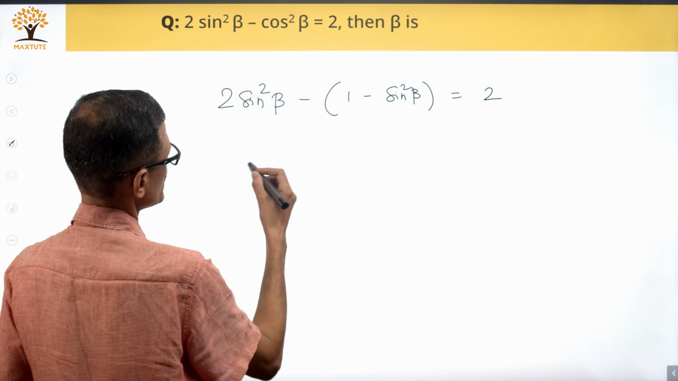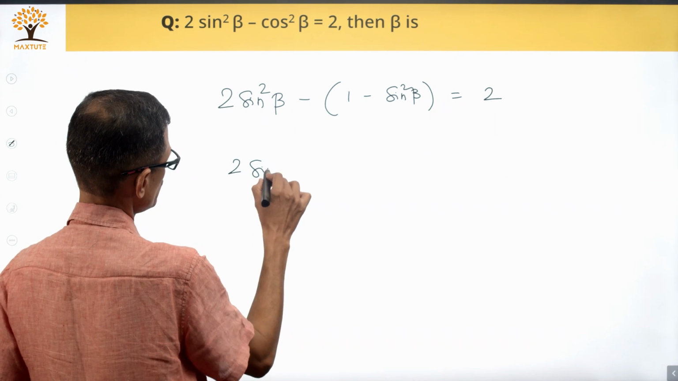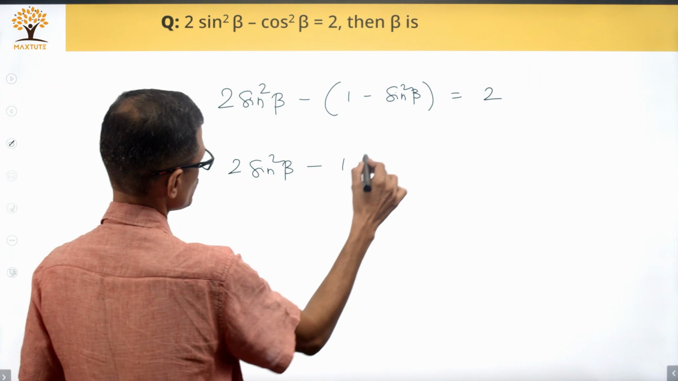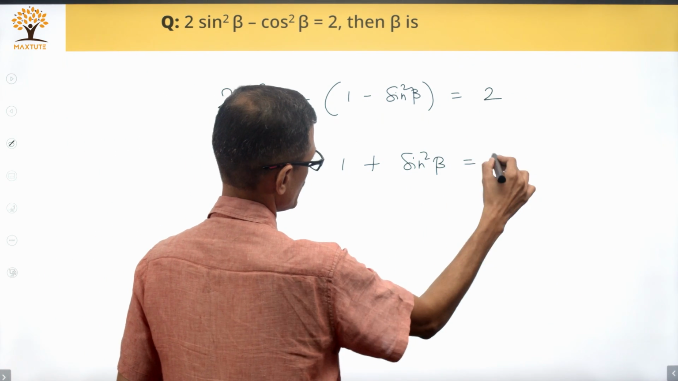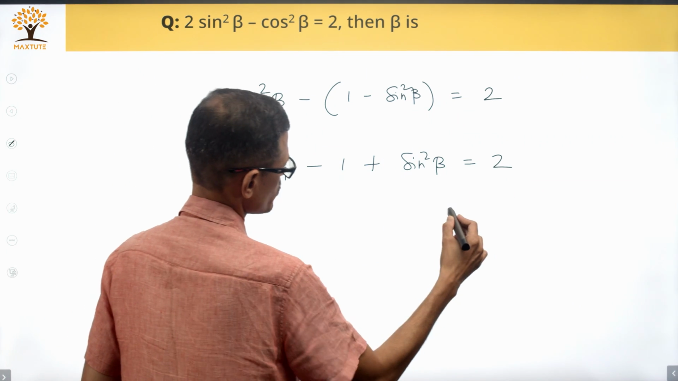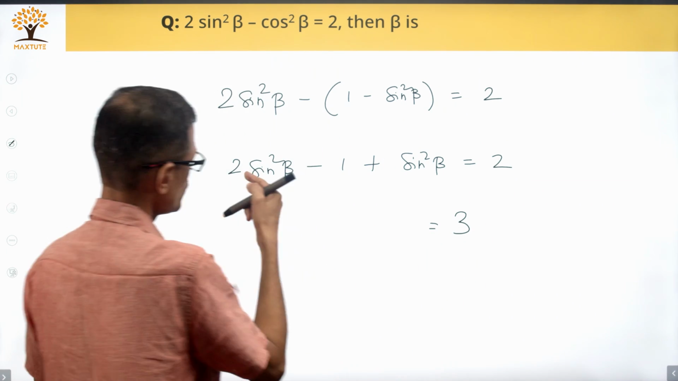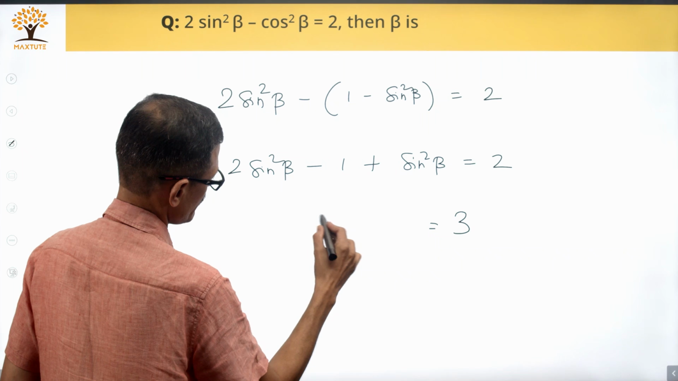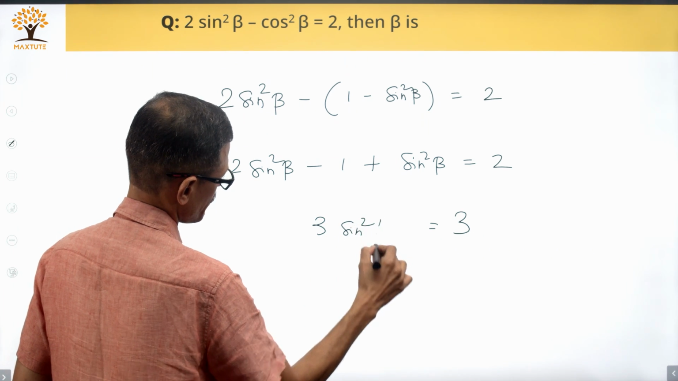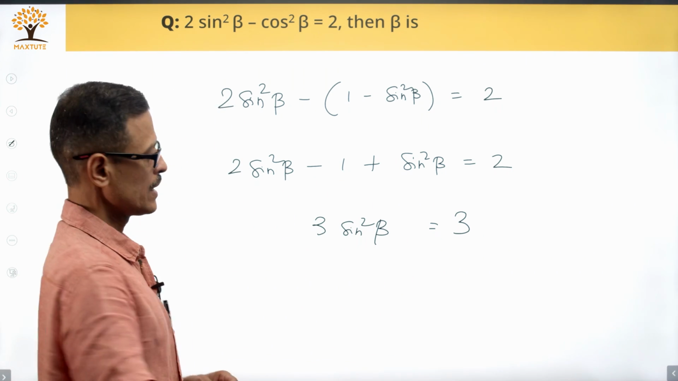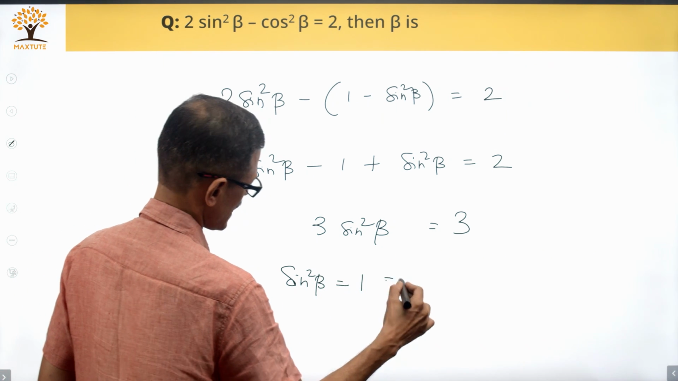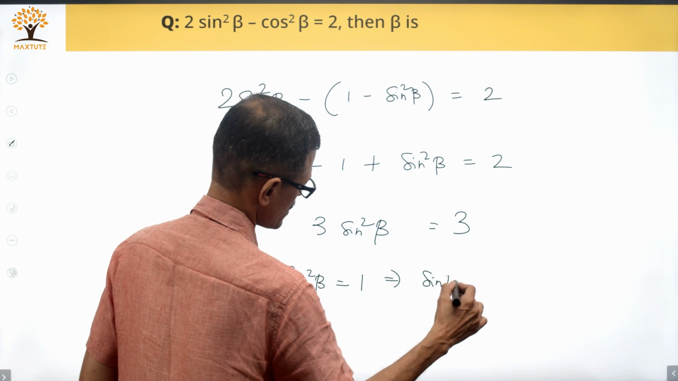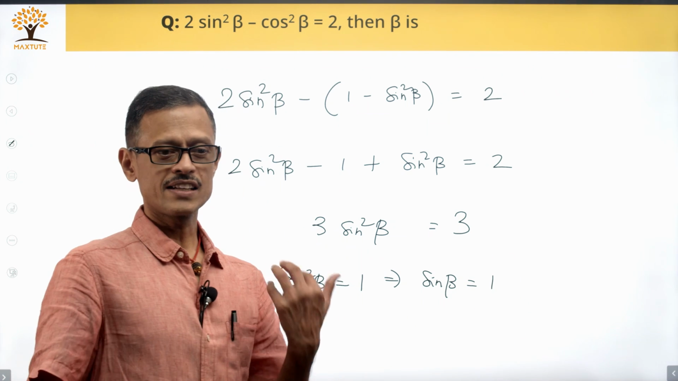Expand the terms within the parenthesis, that will leave us with 2 sin square beta minus 1, minus of minus will make it plus, plus sin square beta is equal to 2. The minus 1 goes to the right hand side, makes it 3. 2 sin square beta plus sin square beta will be 3 sin square beta. Divide both sides of the equation by 3. So, we will end up getting sin square beta is equal to 1, which translates to the fact that sin beta is equal to 1.